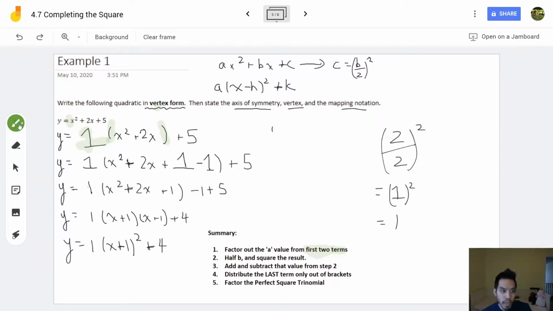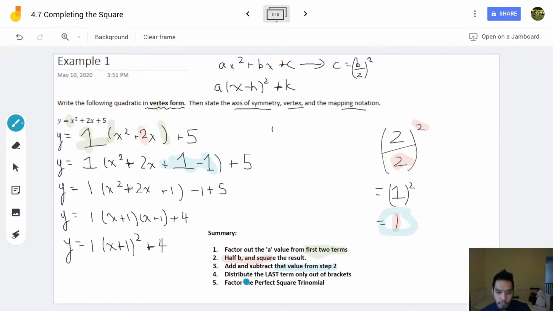Next thing we did was we halved b and squared the result. So in this case, b was 2. We halved it and we squared it. So half b squared, and this is the result that we got, which is a 1. And then the next thing we did is we took this 1, which is the result. So that value from step 2, which is a 1, we added it and subtracted it, which is right there.